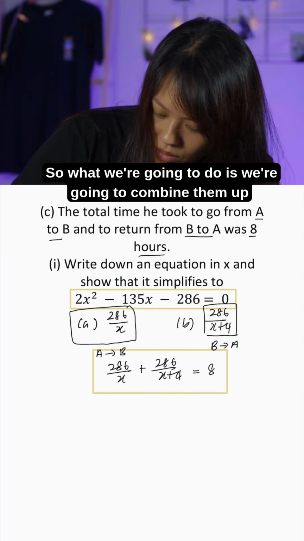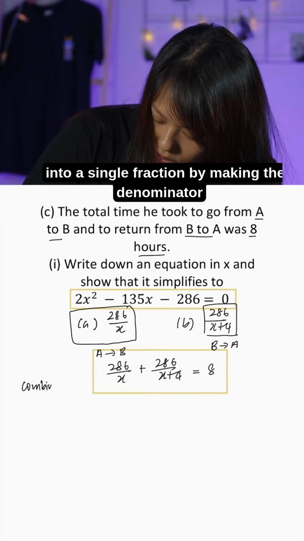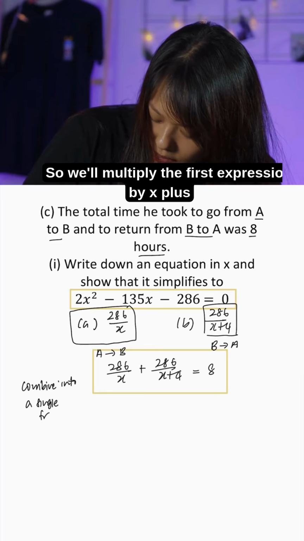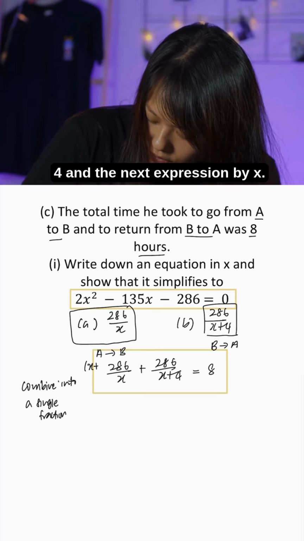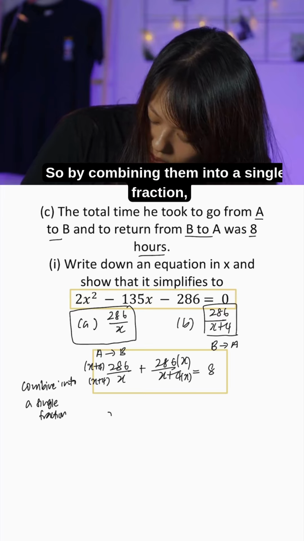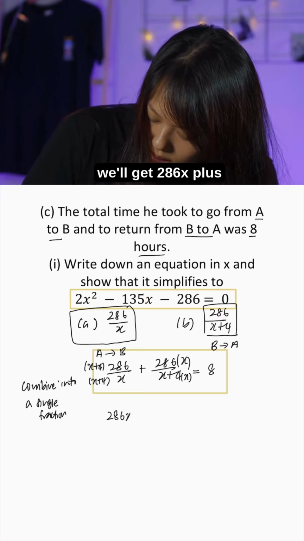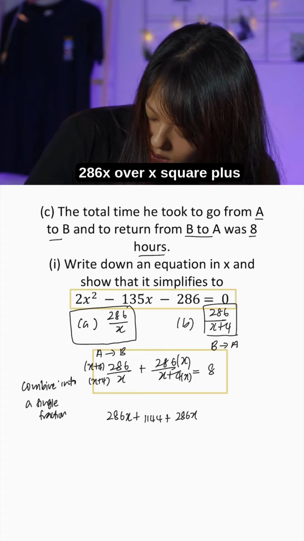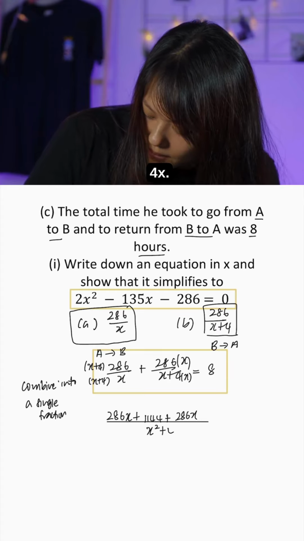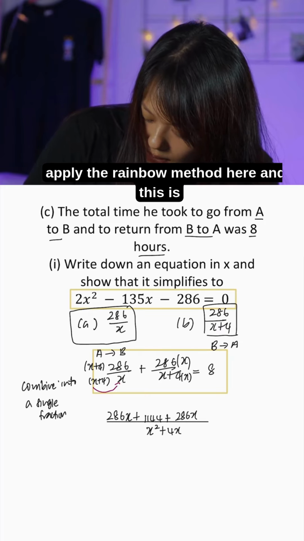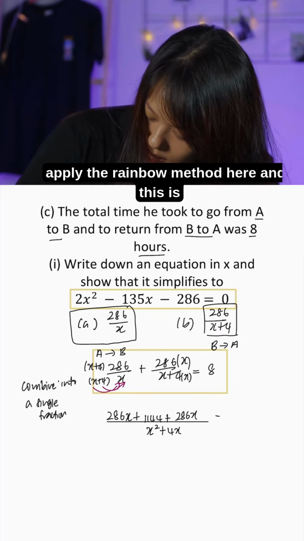So what we're going to do is combine them into a single fraction by making the denominator the same. So we'll multiply the first expression by x plus 4 and the next expression by x. By combining them into a single fraction, we'll get 286x plus 1144 plus 286x over x squared plus 4x. How I got x squared plus 4x is I applied the rainbow method here. And this is equal to 8.